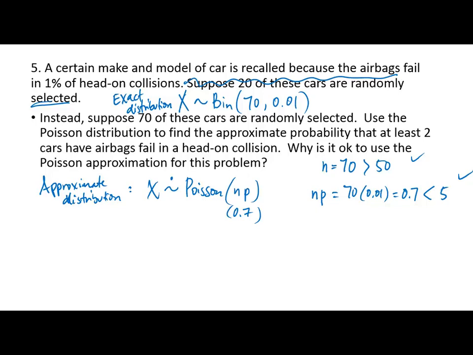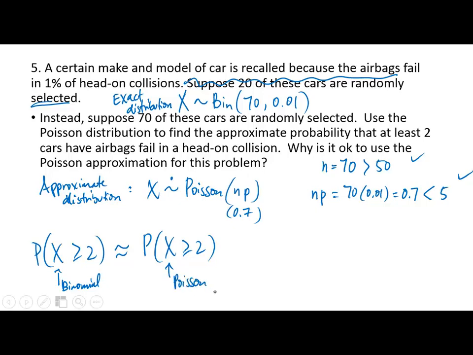Okay, so the probability that I want is the probability that at least 2 cars have airbags that fail in a head-on collision. That's the probability that X is bigger than or equal to 2. It's approximately equal to the probability that X is greater than or equal to 2 when I have a Poisson here. So again, same trick. This is 1 minus the probability that X is less than or equal to 1.